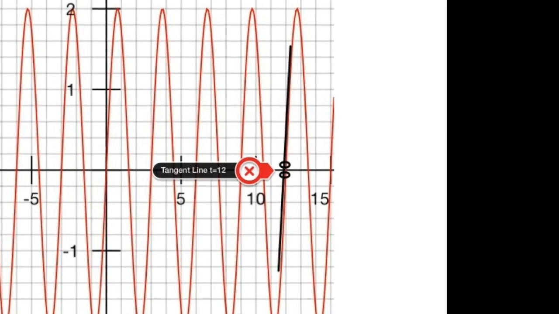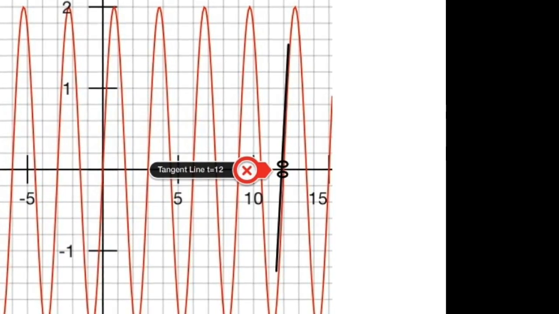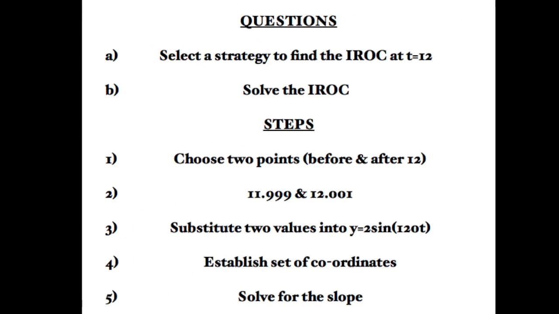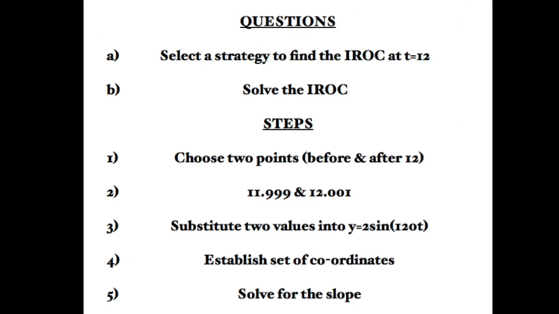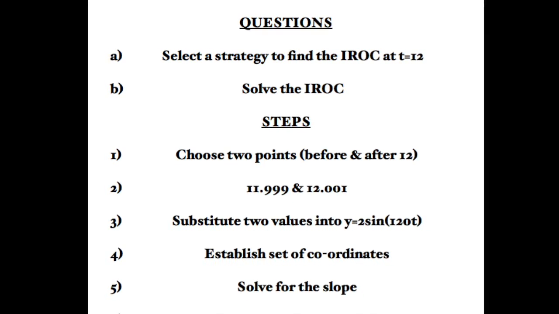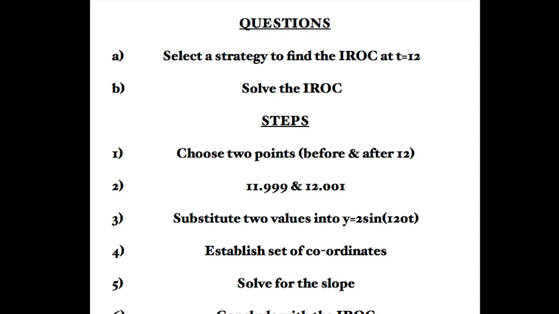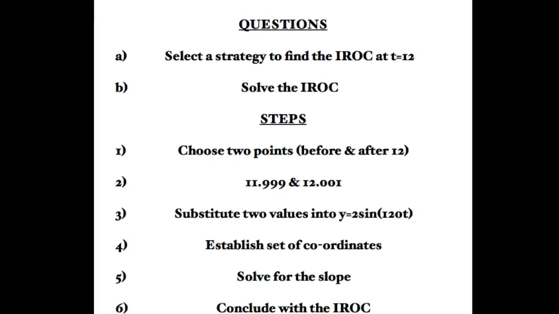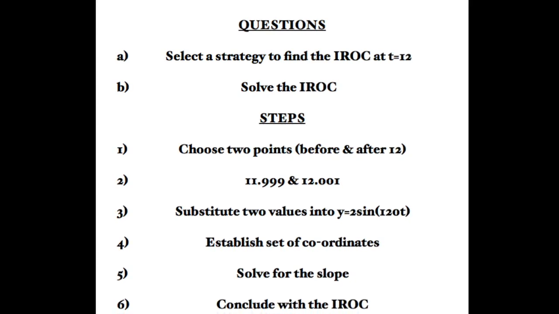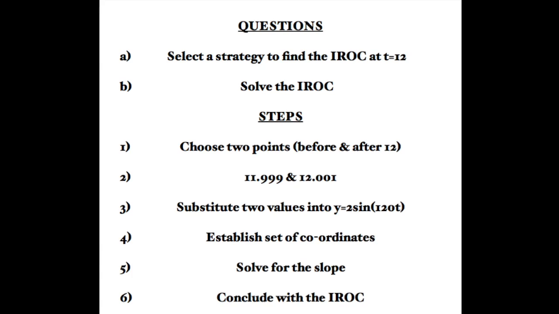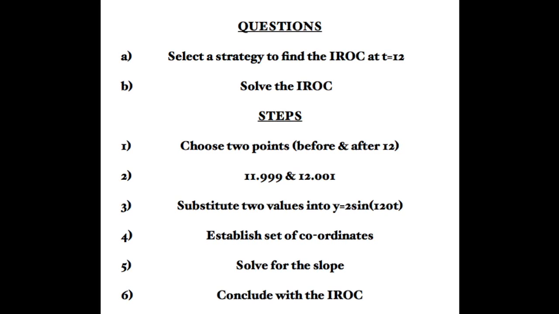Our third step is substituting those 2 values into the equation of y equals 2 sine 120t. This will result in the y value of our new coordinates. With this new set of coordinates, we're able to solve by substituting them into our slope equation, which will result in our instantaneous rate of change. To conclude part A of our question, outlined is our strategy with very detailed and informative steps.